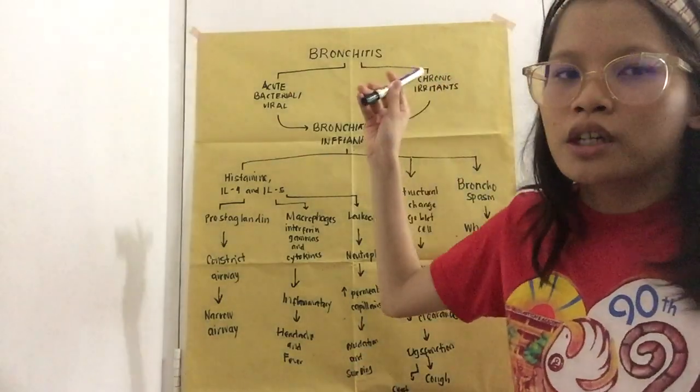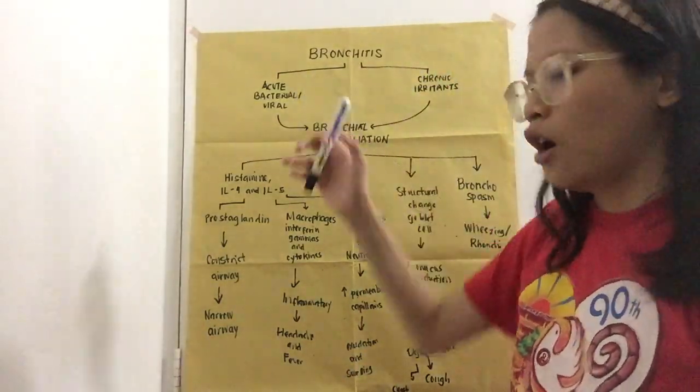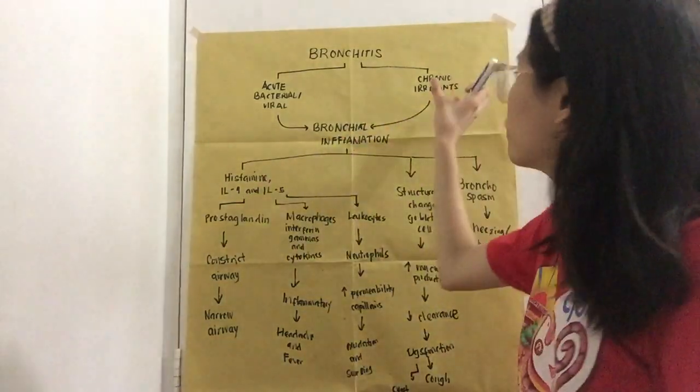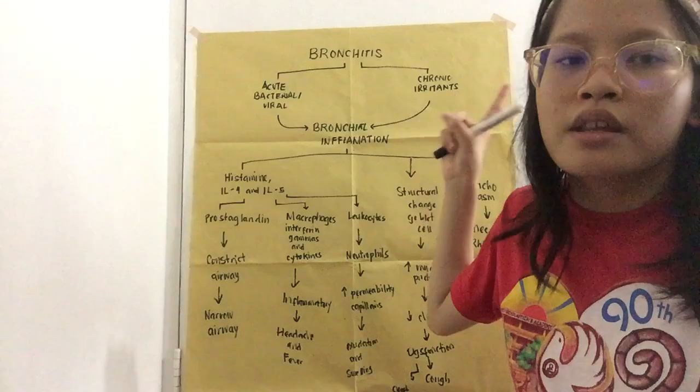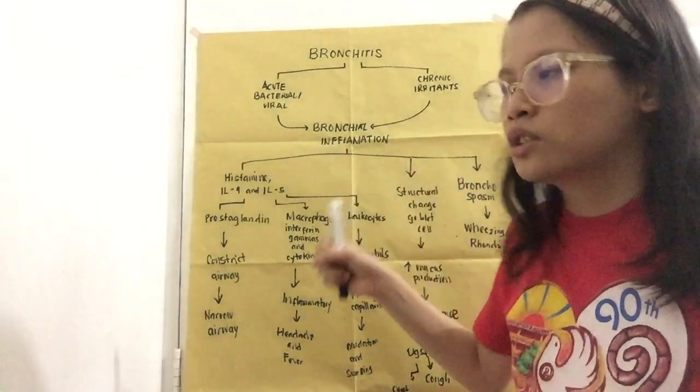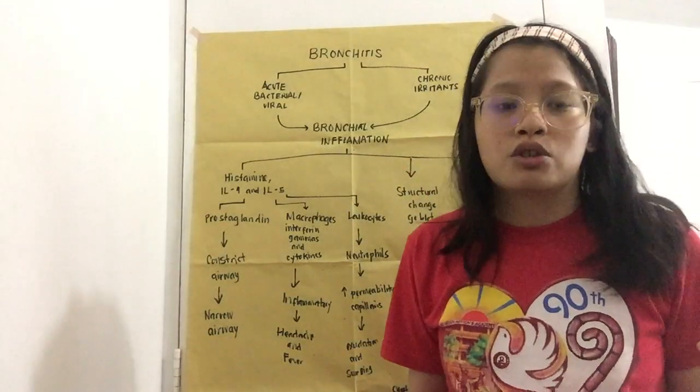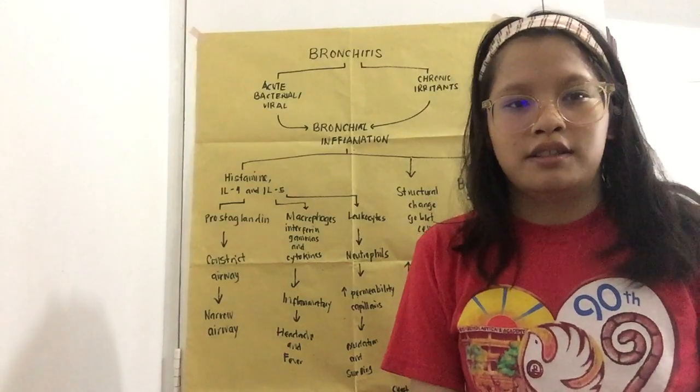Because of lung injury from acute bronchitis over time, it will also over time lead to lung injury, which is chronic bronchitis. And this lung injury could lead to COPD, which is chronic obstructive pulmonary disease.